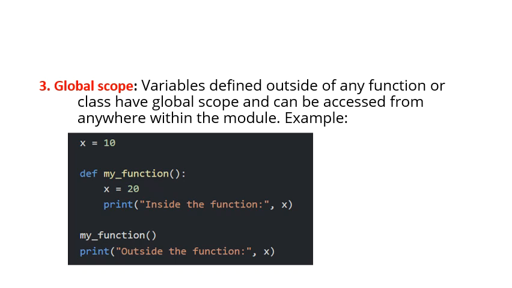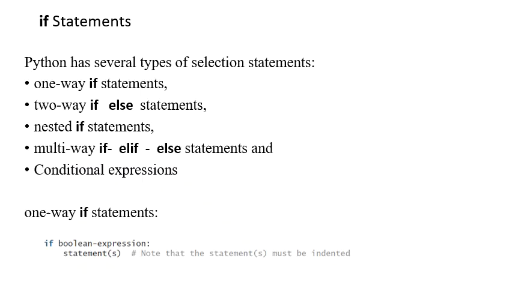Global scope. Variables defined outside of any function or class have global scope and can be accessed from anywhere within the module. For example, x is equal to 10, def my function, x is equal to 20, print inside the function x, then calling my function, outside of the function, print outside the function x. So here the variables defined outside of any function or class have a global scope and can be accessed from anywhere in the functions. So this is the global scope.